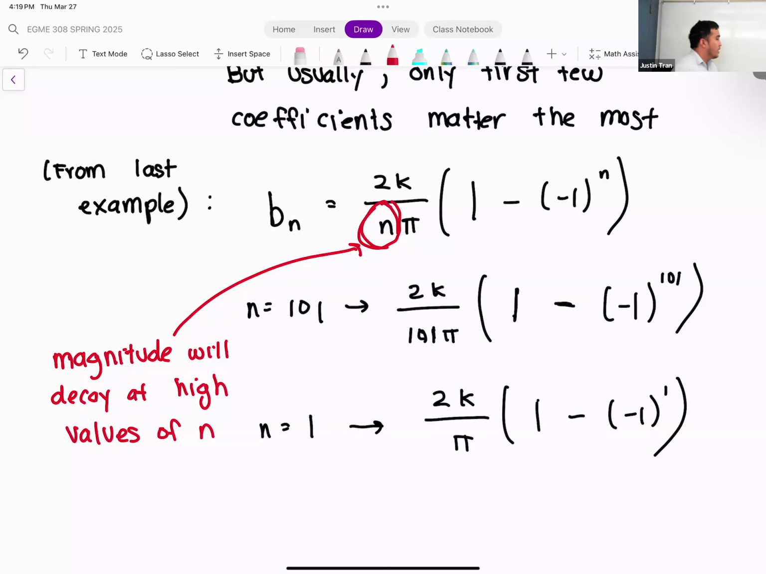Okay. And that's usually going to be the case in most situations. That's one thing to look for in your coefficients: if n is in some kind of denominator term, or maybe in some kind of decaying exponential term, then your coefficient should decay at higher values of n. So if you truncate everything past the fifth term, yes, you are throwing some information away, but most of the important information is in those first few coefficients.